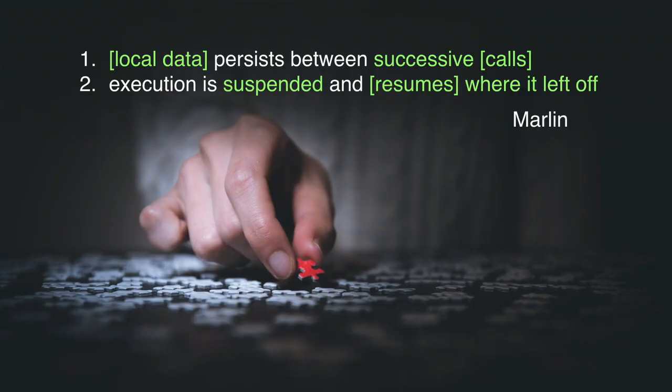So Milner gives us this operational definition of coroutines, and this is 1980. This is when we finally kind of solve coroutines. And this is going to be the definition that carries forward and we now use for coroutines. It defines a coroutine as something where local data persists between successive calls, and execution is suspended and resumed where it left off. So we have this core concept already solved in 1980. If you keep going, the first 20 pages of his PhD thesis are really, really brilliant. And I totally recommend reading it if you want to read historical coroutines in 1980.